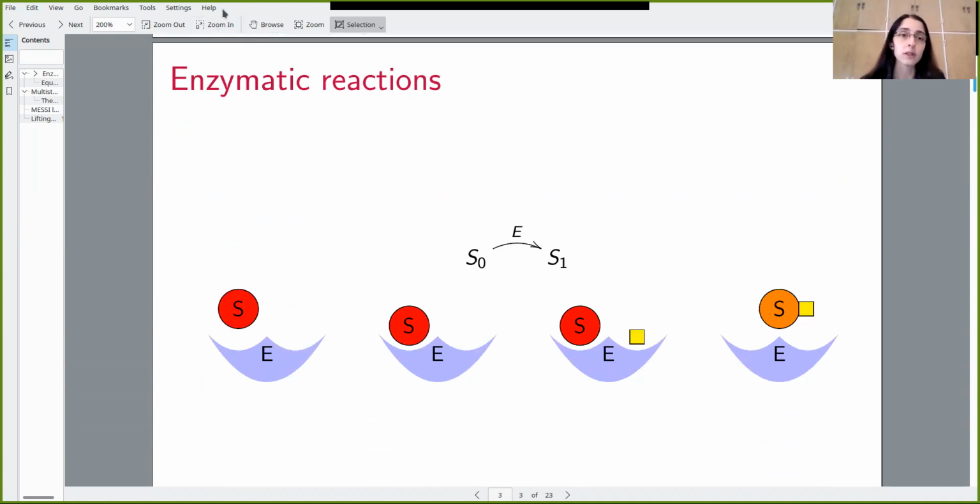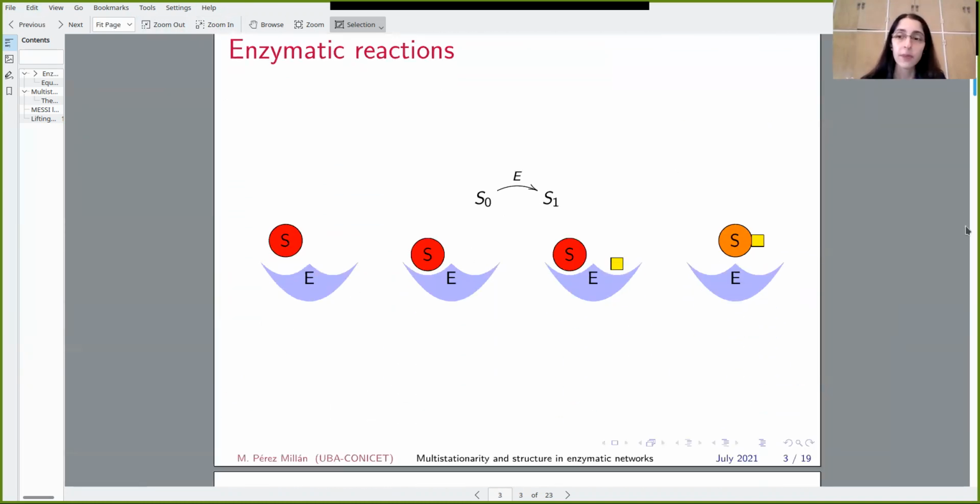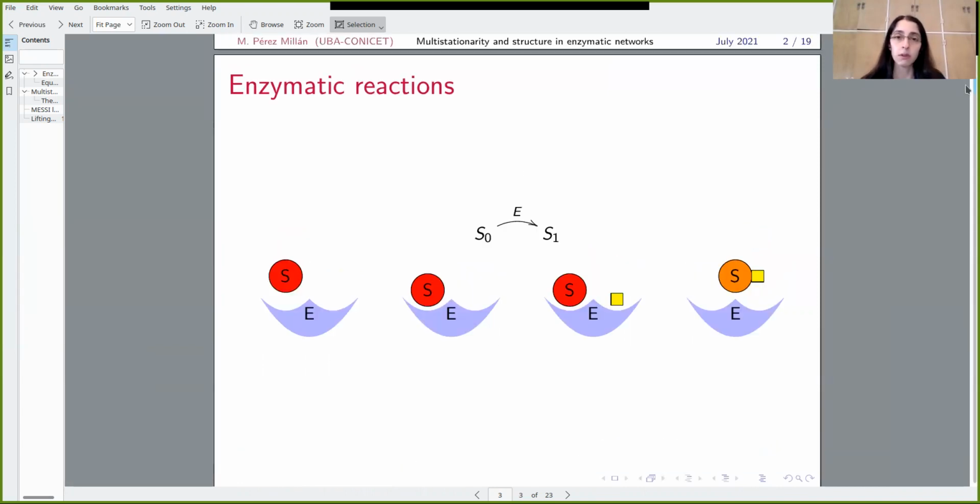So, enzymatic reactions. Inside the cell, there are proteins interacting, and one type of reactions is the enzymatic reaction, where there's one protein that is modified and the other one that is not modified, but helps the other one get modified. For instance, here we have this protein S as substrate, the enzyme E, so they bind, and then when they unbind, S is modified. So the scheme is up here, so you have S0 that gets modified and transforms into S1 with the aid of E.